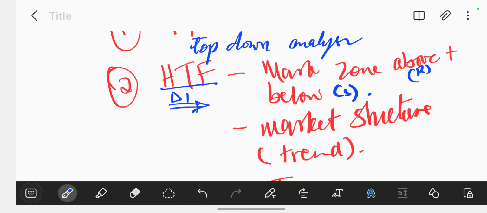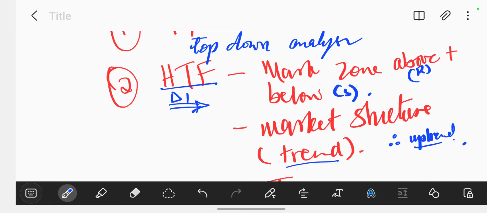After marking those zones, you then decide on the market structure or the trend. You ask yourself, are we making higher highs? Are we removing resistance? Let's say we are forming higher highs, we're removing resistance and we're forming support. Therefore, you conclude that your trend is an uptrend. I'm giving an example. So after marking your zones above and below, you then decide on the trend.